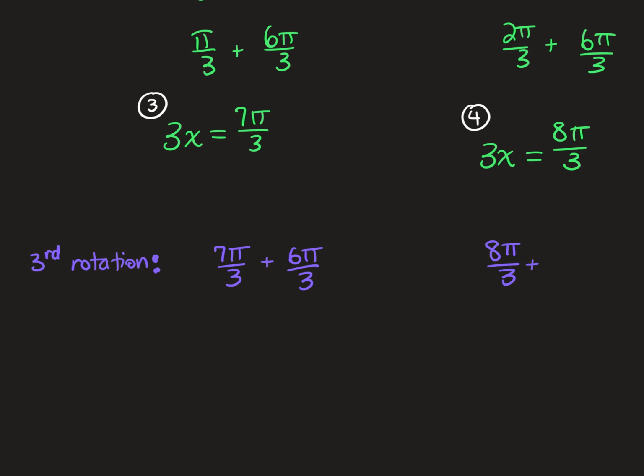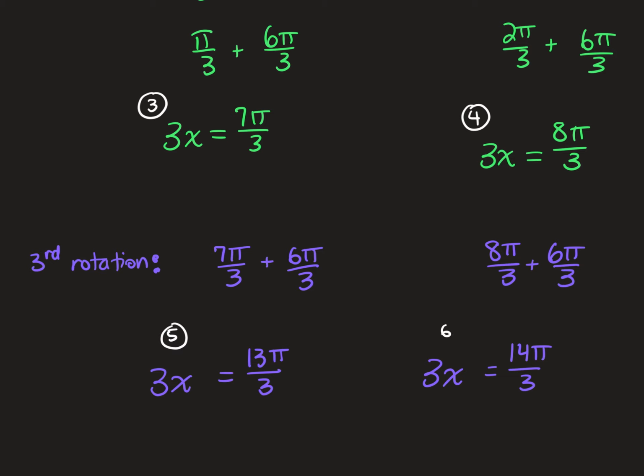8 pi over 3 plus 2 pi. Well, we know 2 pi is the same as saying 6 pi over 3 at this point. And now I've got common denominators. So if I add 7 pi over 3 and 6 pi over 3, I get 13 pi over 3. We know that's what 3x is. And then if I add 8 pi over 3 and 6 pi over 3, I get 14 pi over 3. And I know that's what 3x is. So that gives me equations 5 and 6.